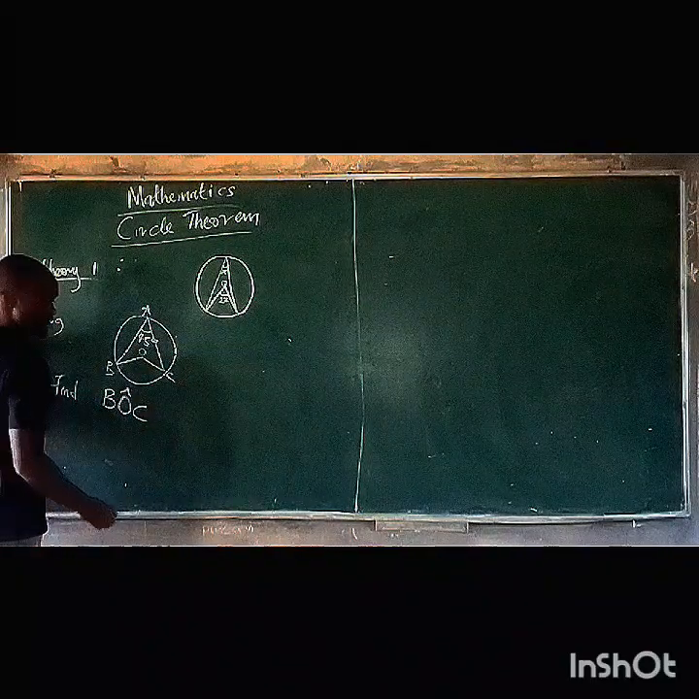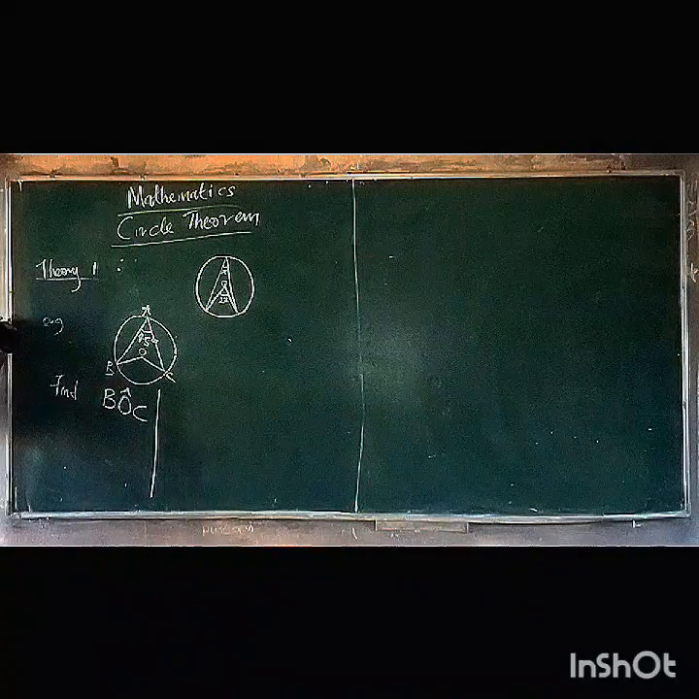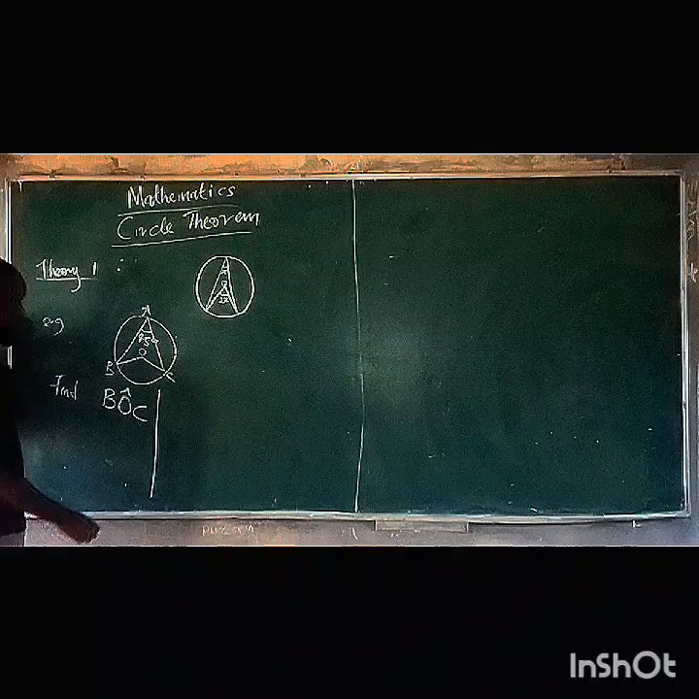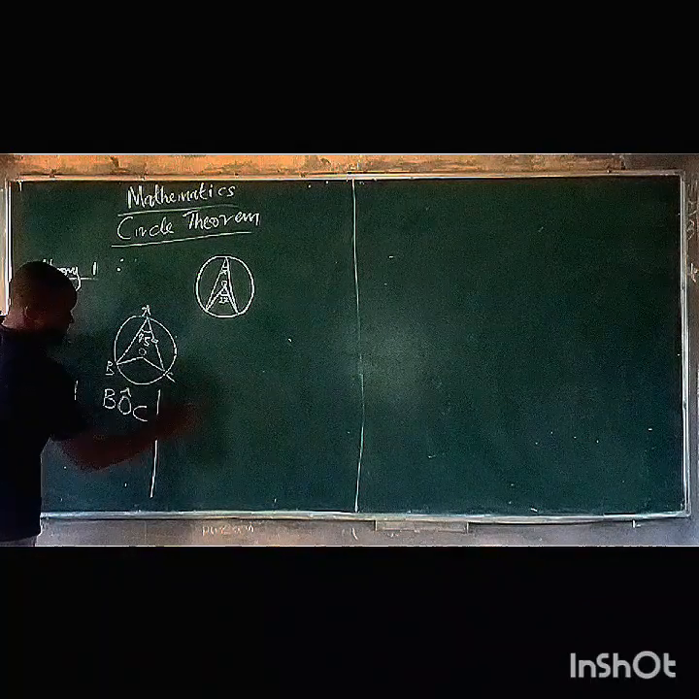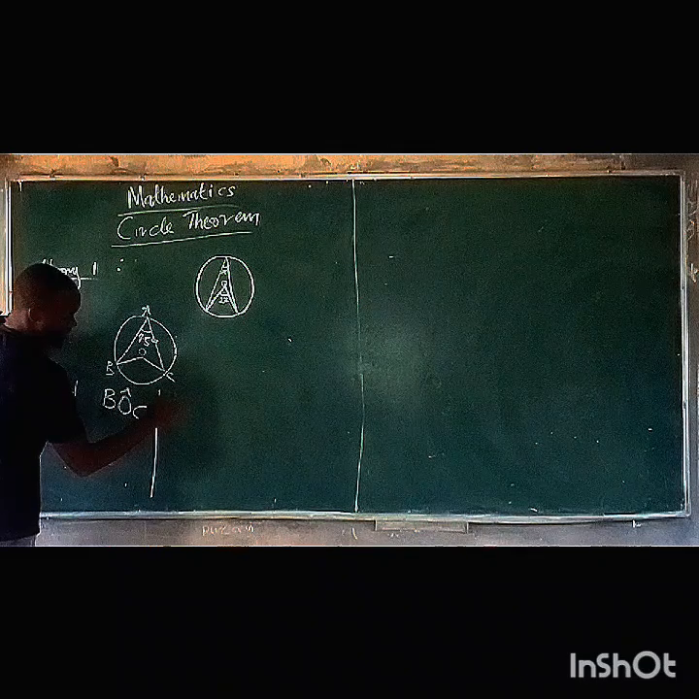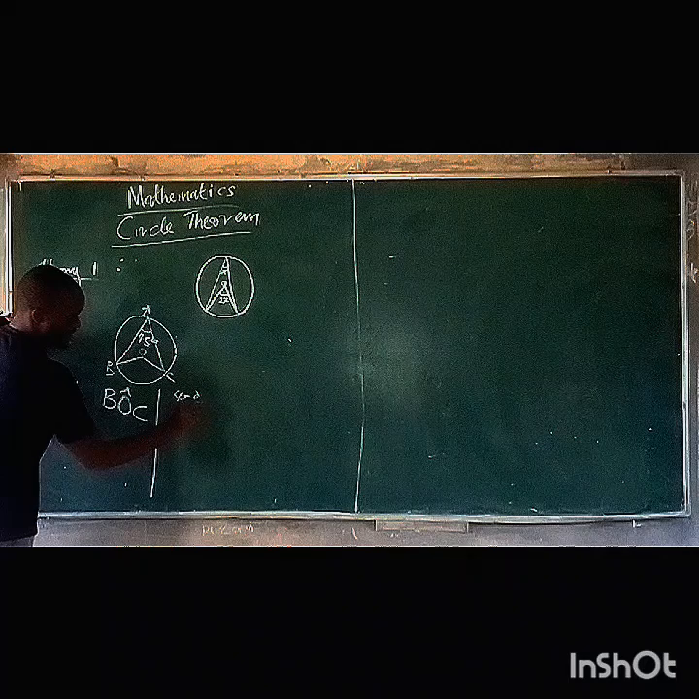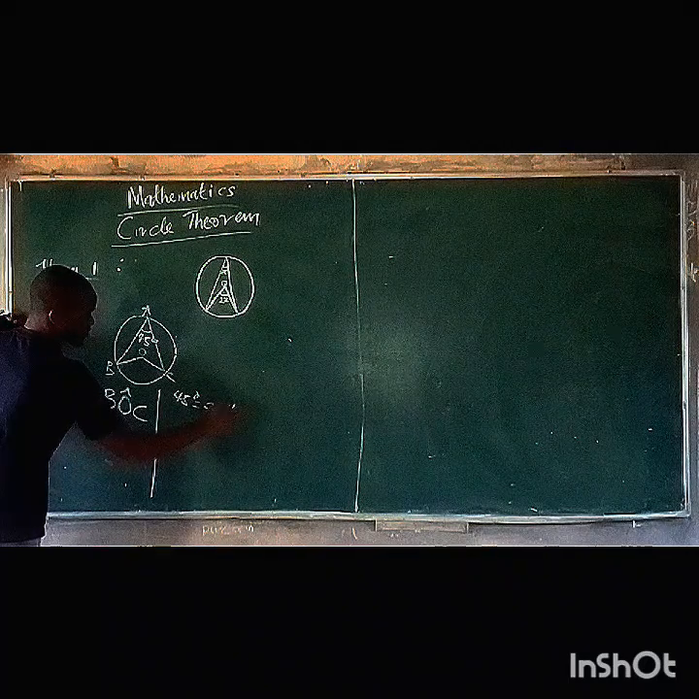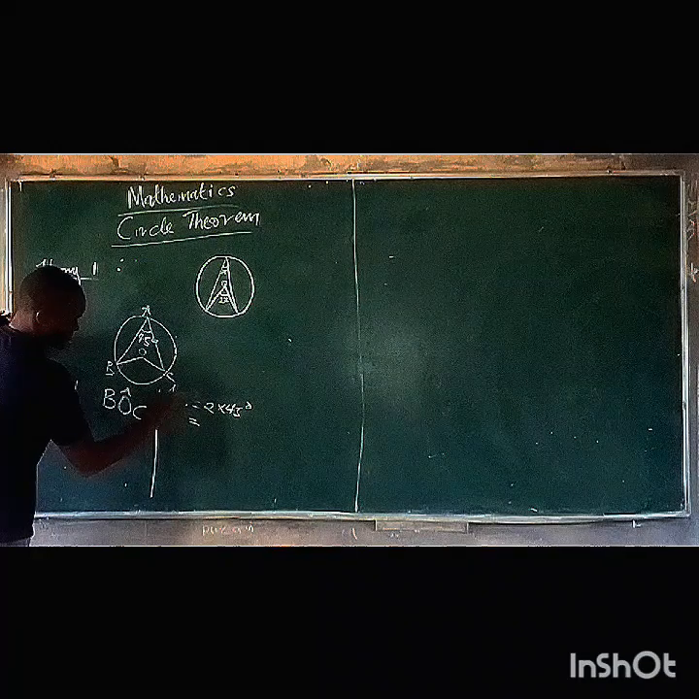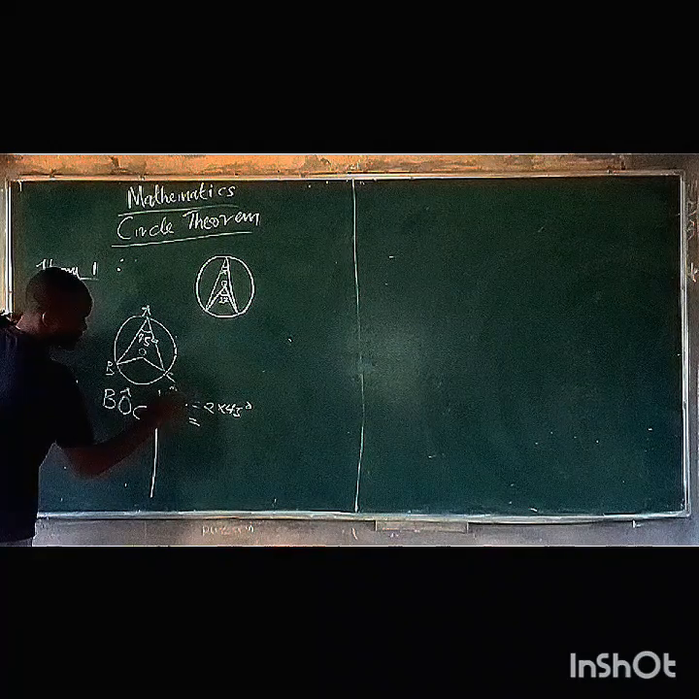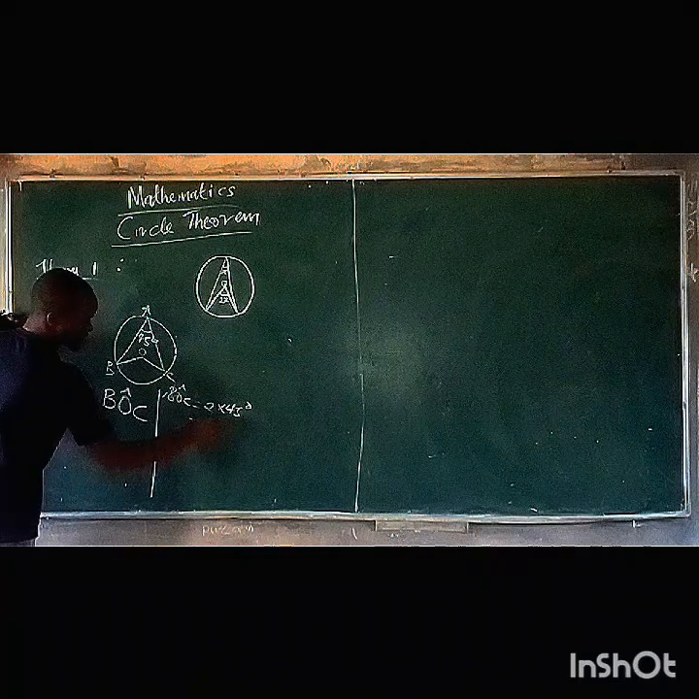Remember the rule. The rule says that the angle subtended at the center is twice the angle at the circumference. So what will you tell them? You tell them that if the angle at the circumference is 45 degrees, then the angle at the center should be what? 2 times 45 degrees. You can say angle BOC is equal to 2 times 45 degrees, which is equal to 90 degrees.